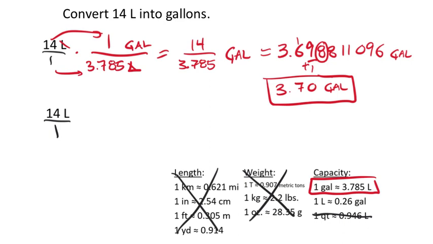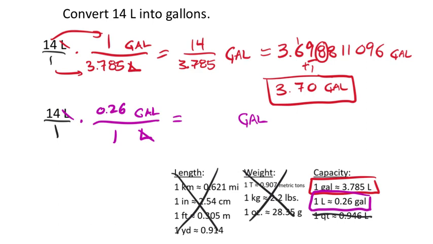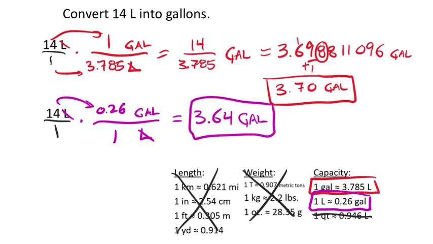But the other conversion factor is also a liters to gallons comparison. Same idea: we've got to get rid of the liters, so I have liters on the bottom but gallons on top here. This conversion factor says 1 liter is 26 hundredths of a gallon. So this will get rid of the liters, which is what we do want, and change it into gallons. On the calculator, we do 14 times 0.26, and we get 3 and 64 hundredths of a gallon. Now again, these are different, but since the method is good, both are correct.